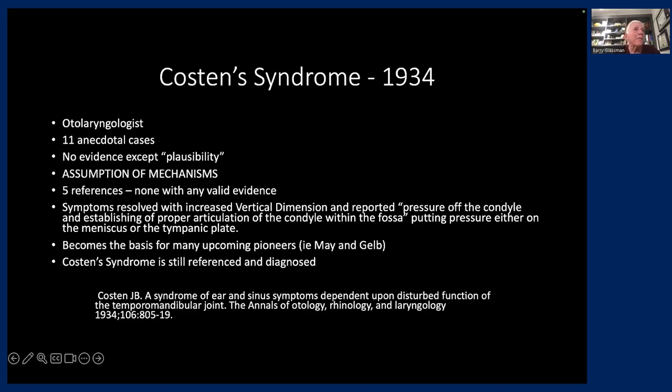That became the basis for many upcoming pioneers, and I call them pioneers because they were people like May and Gelb, and even to this day, Costen's syndrome is still referenced and diagnosed. It's really important to understand that there is no evidence whatsoever that the mechanisms that he described were accurate, and there were also problems with the study. For example, he proved that one patient's hearing improved because when he spoke to them, the patient said he could hear more clearly from visit one to visit two. You can't make this up.